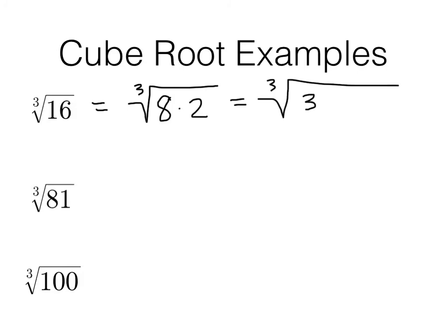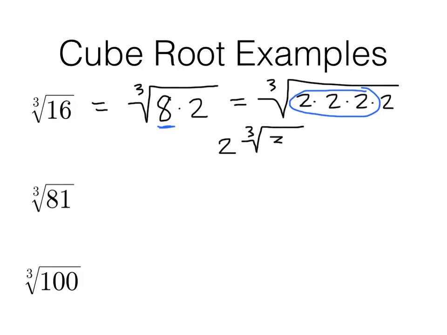Okay, I can think of this if I prime factorize all the way down. Oop, not 3. Fix that. 2 times 2 times 2 times 2. Instead of looking for double factors, you're looking for triple factors. That's the same thing as this 8. Now, I can take the cube root of 8, or of 2 times 2 times 2. The cube root of 8 is 2. And then I still have a 2 left on the inside.